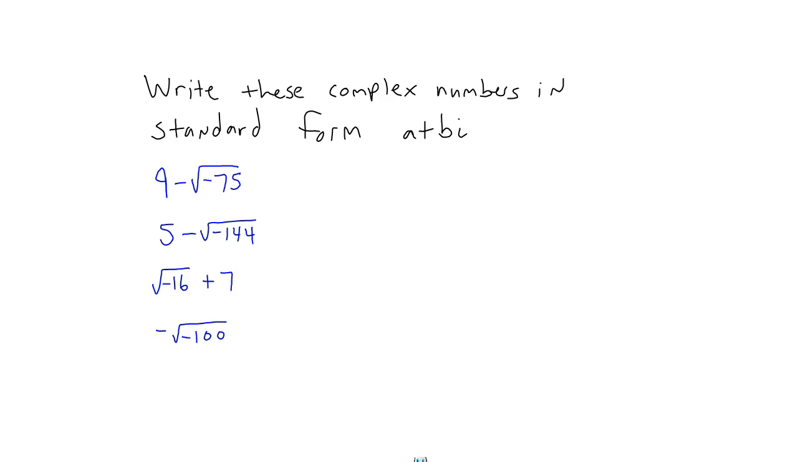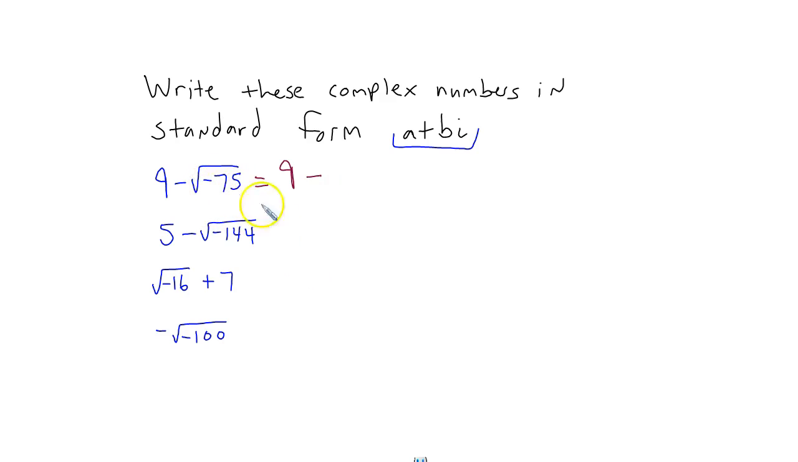So let's write these complex numbers in standard form, right? What does that mean? It means that we've got to change this square root part to have the letter i. Okay, so we want the form a plus bi. Well, in our first example here, we've got 9 minus the square root of negative 75. Well, we're going to treat this minus sign as plus a negative, but we're just going to put minus, right?